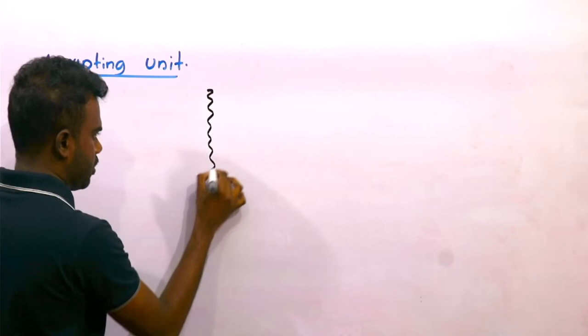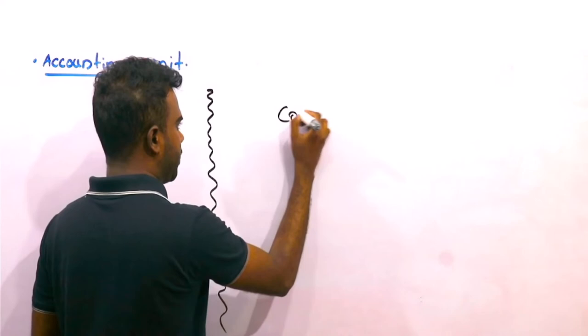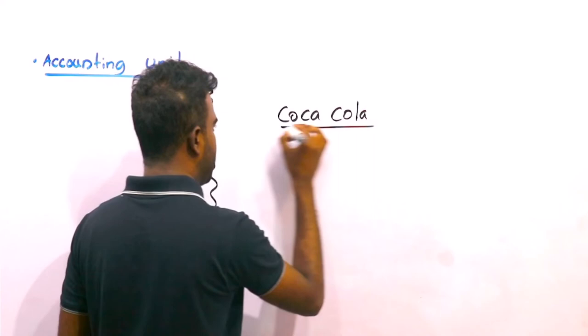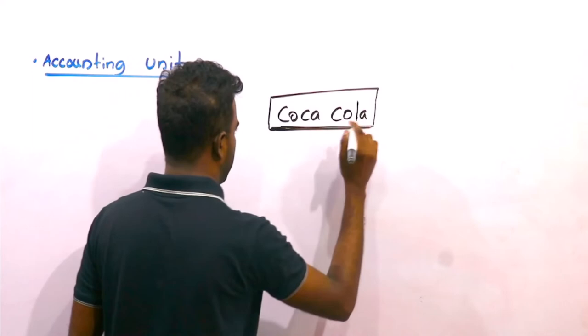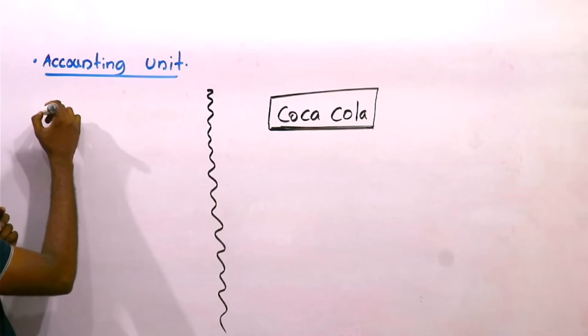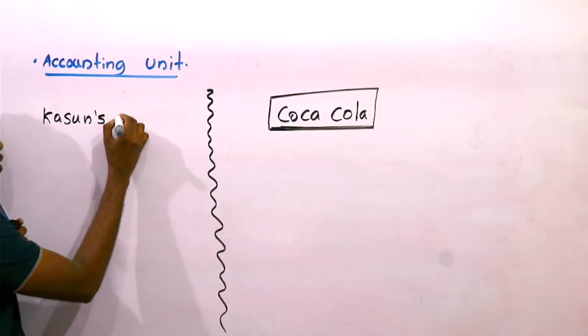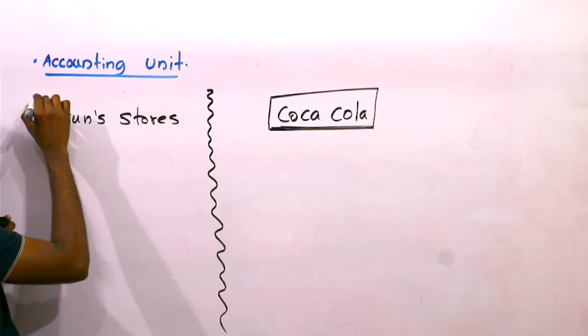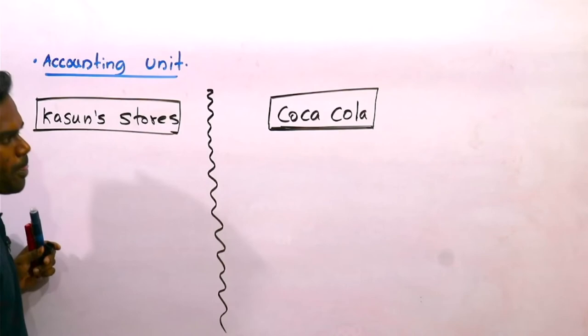Let's think, I will take the Coca-Cola company. Have you heard of Coca-Cola? Big company in the world, actually, not only in Sri Lanka. And I will take a small shop. I will write Kasun, Kasun Stores, a small grocery shop. Two businesses, right? Do you know about Coca-Cola?